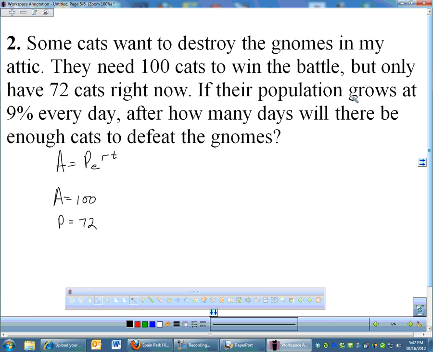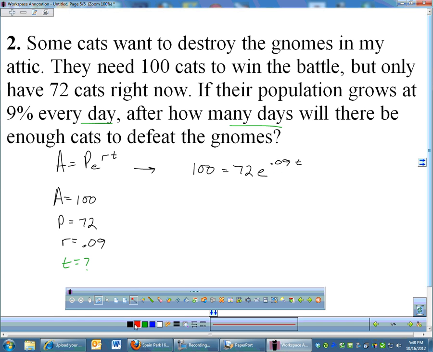The initial population grows at 9%, so R is going to be 0.09, and that's per day. And I want to know after how many days, so I want to know what T is. We don't know what T is, so we're going to throw in everything else. So A is 100, P is 72, e to the 0.09 T, and we're going to solve this for T.